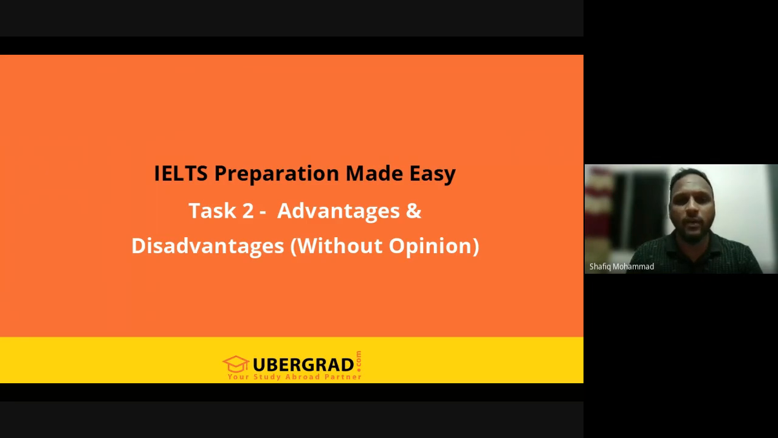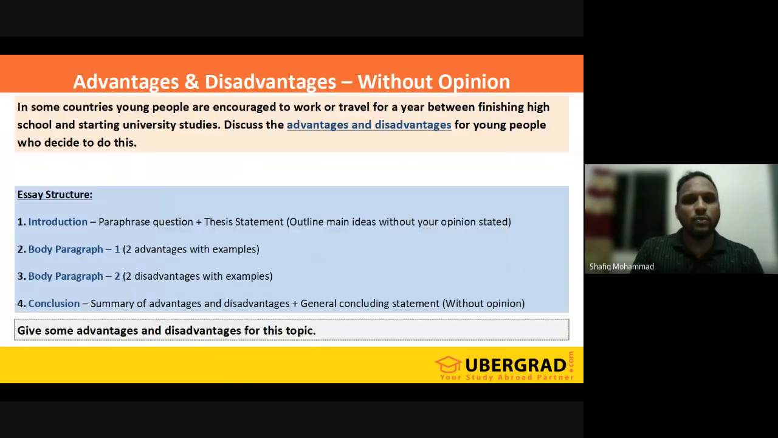It's that simple. So we're going to discuss advantages and disadvantages, or pros and cons. They are one and the same, or positives and negatives. So let's see advantages and disadvantages without opinion. It is the same structure you need to follow, where you need a minimum of 4 paragraphs, and it should not exceed more than 5 paragraphs. This is what the IELTS criteria is regarding the essay structure.